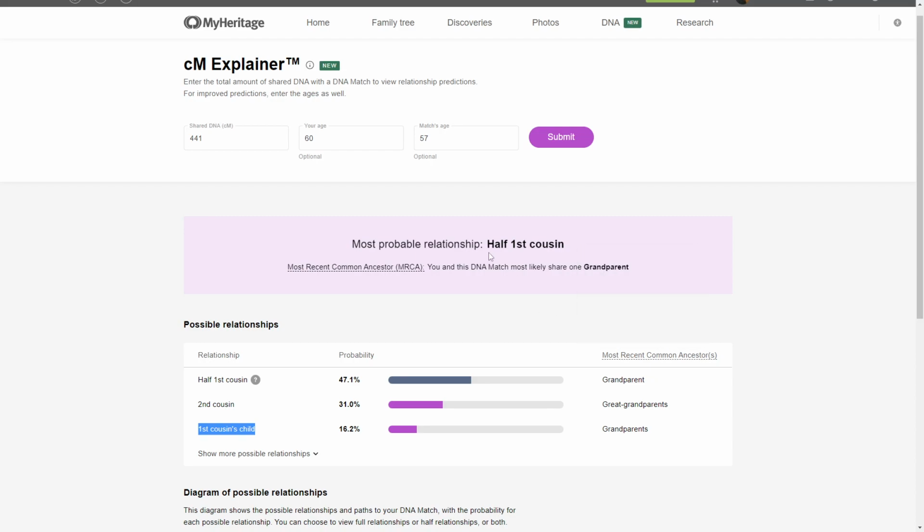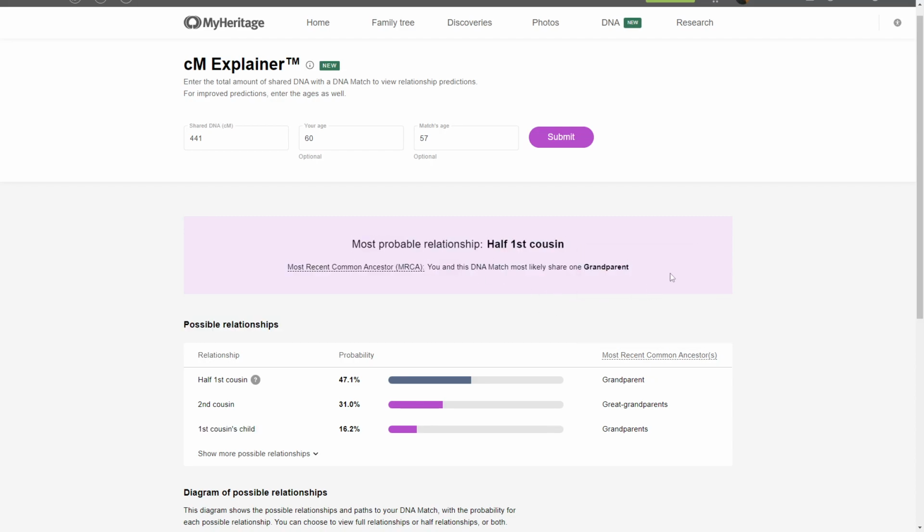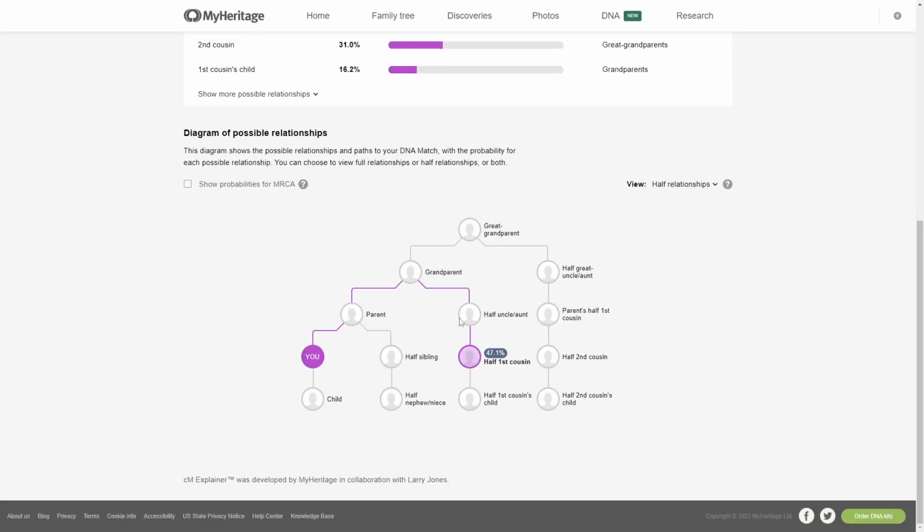They've made this as absolutely simple as you can possibly get it. Anybody that can type in your age, the centimorgans, and the match's age, press the submit or simply hit the enter button, can use this tool. And if they can read, they'll have the answers to their questions. And with the MRCA prediction, you're going to know right where to go to build out your tree to find out how somebody's related to you.